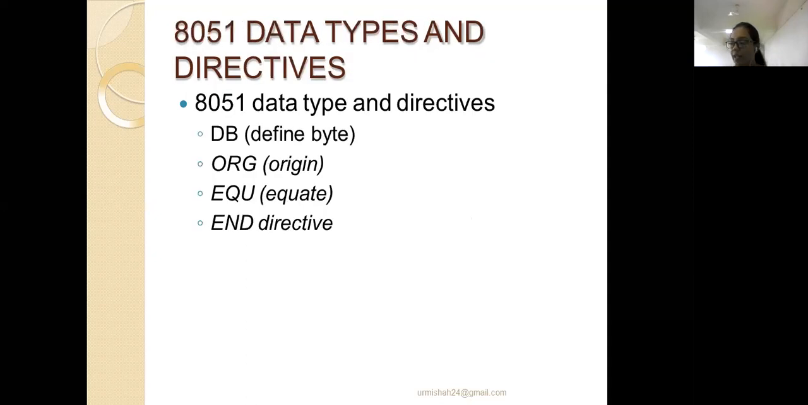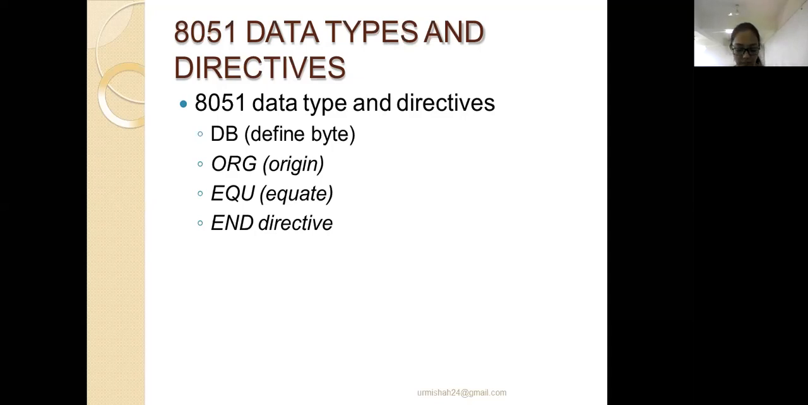Now 8051 data types and directives. These are the data types and directives of 8051. DB stands for define byte. ORG stands for the originating address. EQU stands for equating any specific value to a variable. And the END directive is used for ending the program.